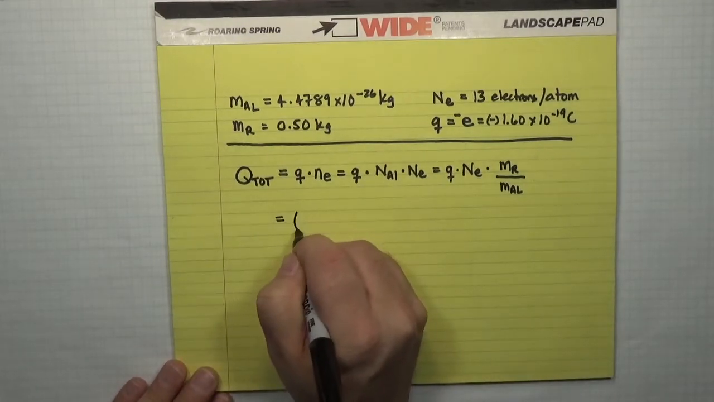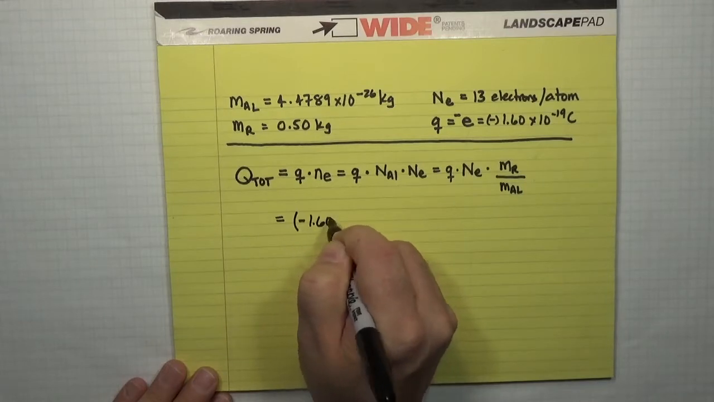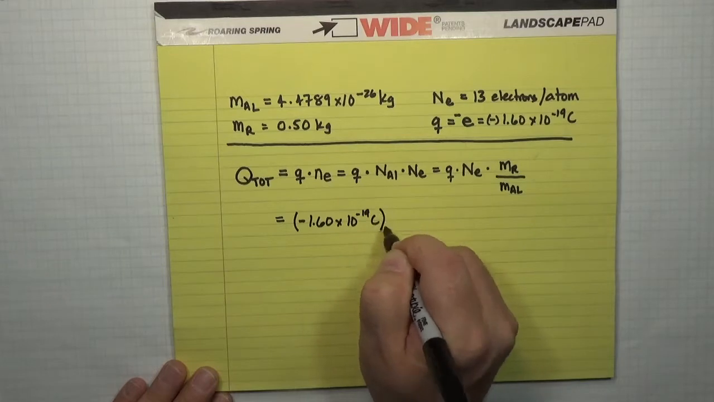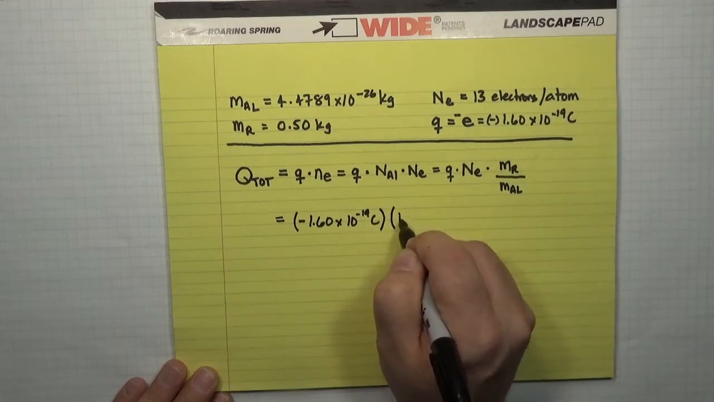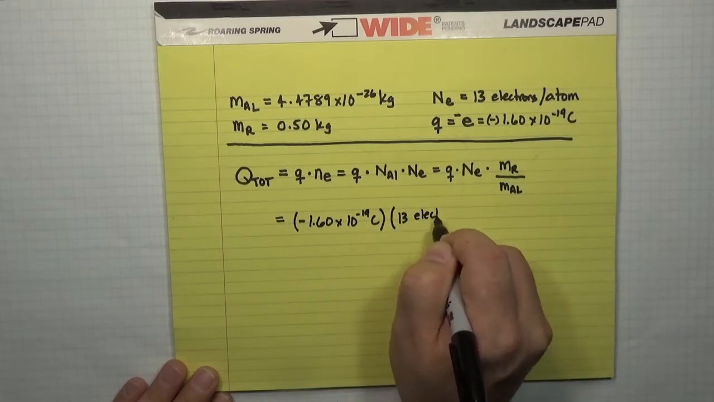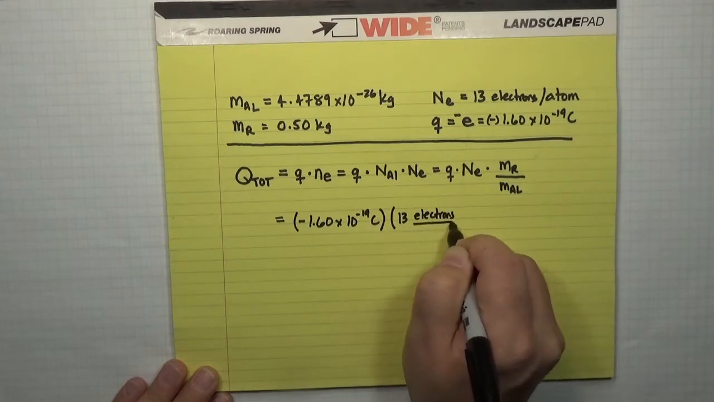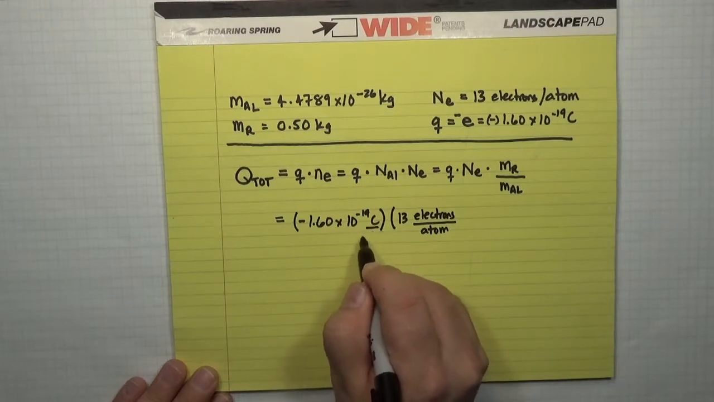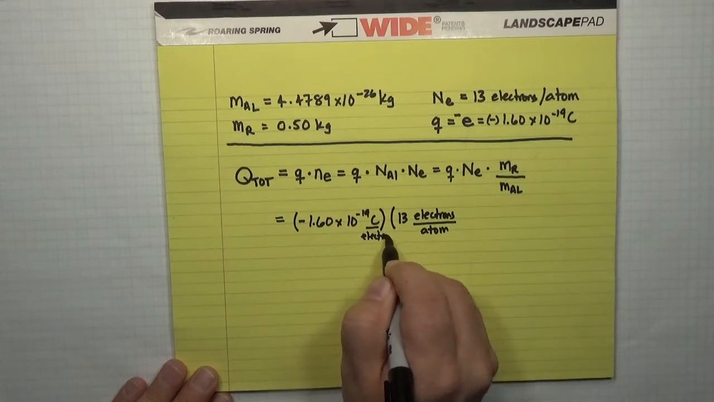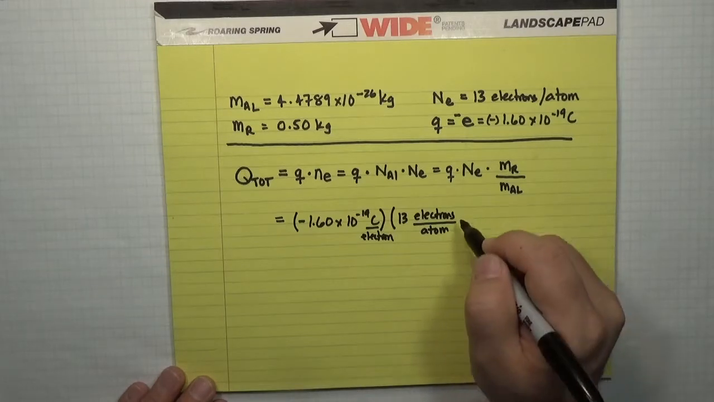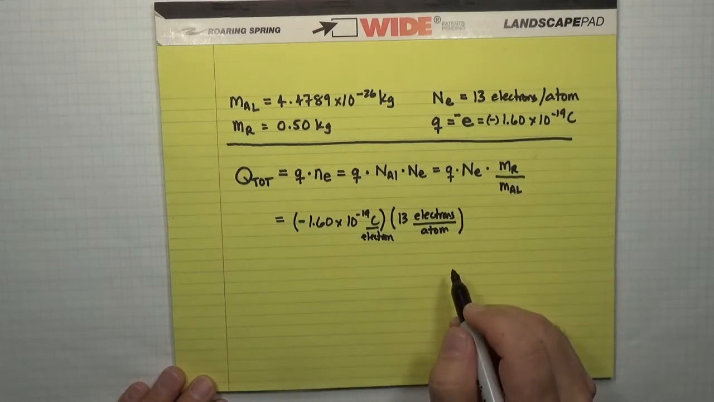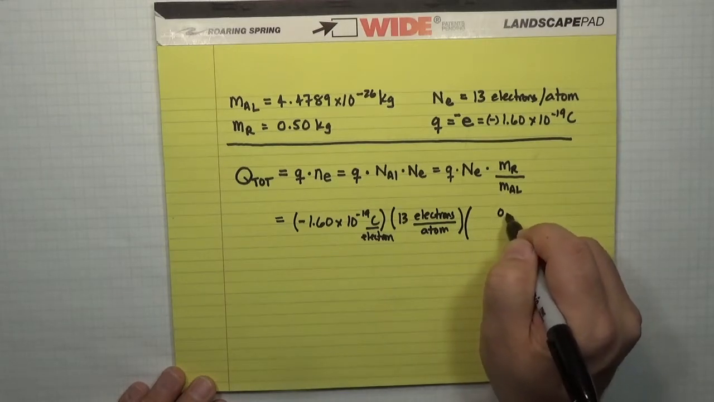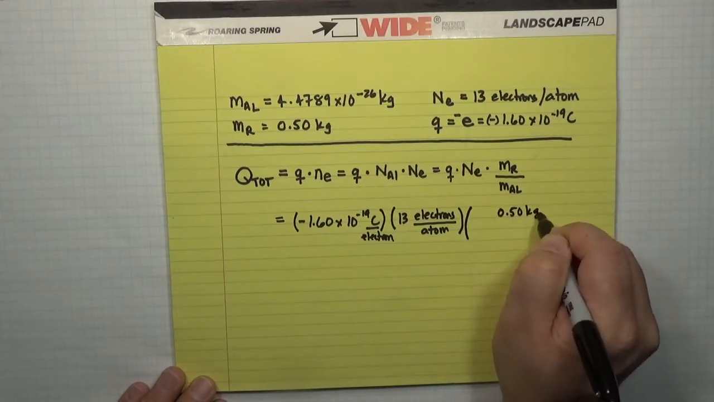The charge on the electron is minus 1.60 times 10 to the minus 19 coulombs. There are 13 electrons per atom. Okay, and this coulombs here is actually coulombs per electron, if I wanted to be completely explicit here with my units. Okay, and then here I have the ratio of the masses involved. So the mass of the ruler is 0.50 kilograms.